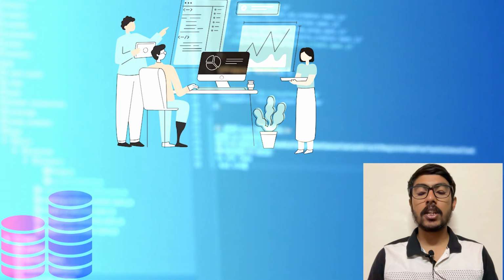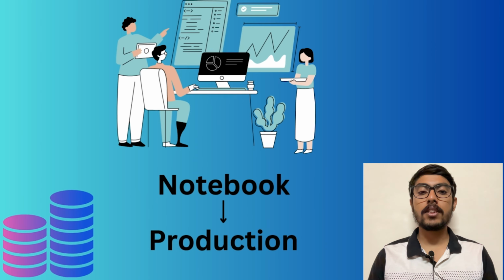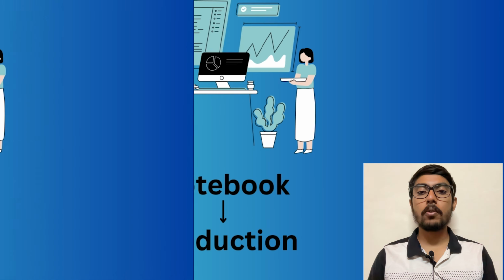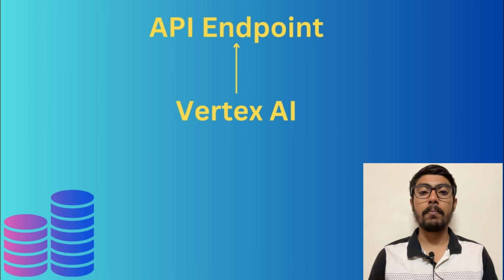We'll take a machine learning model written in Jupyter Notebook and transform it into a robust system capable of training without human intervention and serving real-time predictions through a simple API endpoint. And to make this transition seamless and scalable, we'll use Vertex AI services inside Google Cloud Platform.